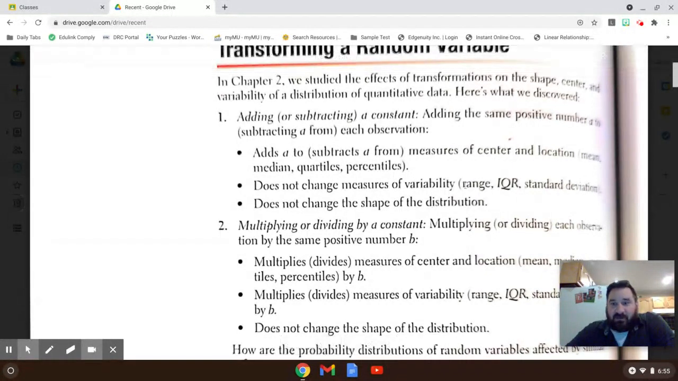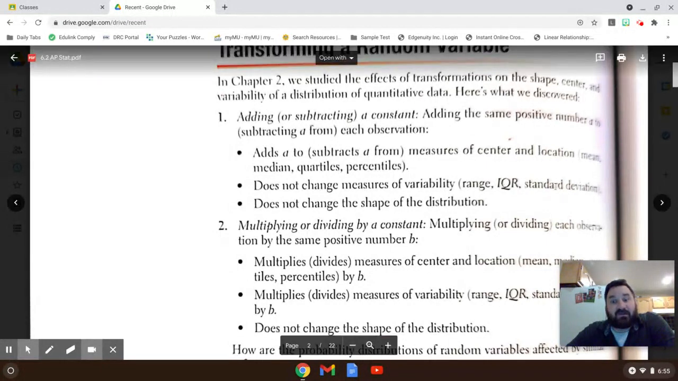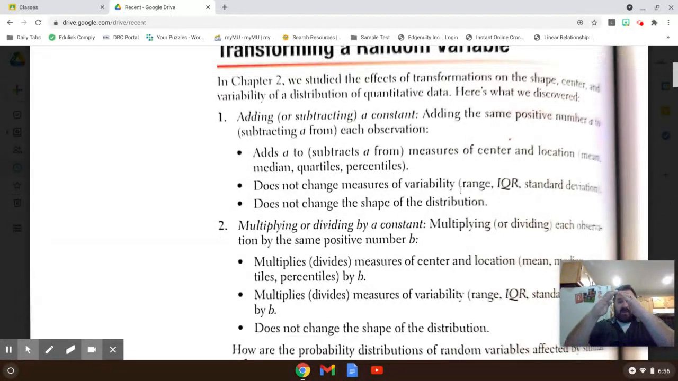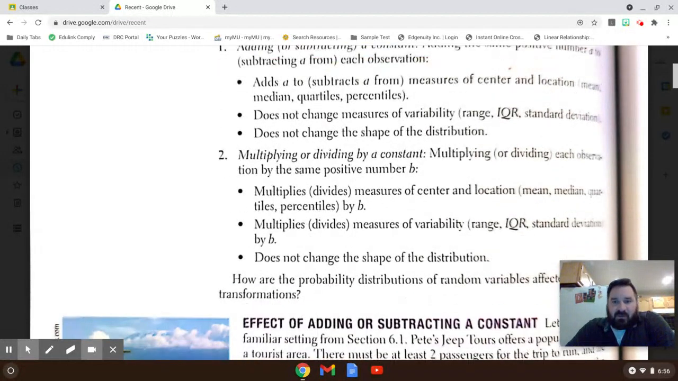It does not change the measure of variability. Okay, so your range doesn't change, the interquartile range doesn't change, the standard deviation doesn't change. So it doesn't change any of those measures of spread, and it does not change the shape. All it does, if this is our graph, add 2 points, boom, moves everything up. Subtract 10 points, boom, slides it down. Doesn't change the shape or anything.